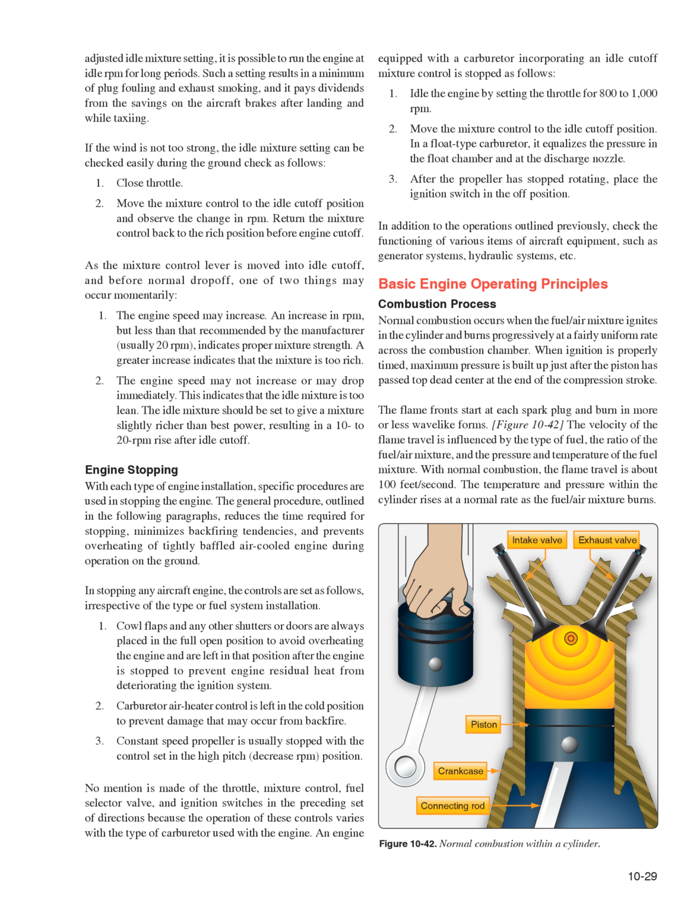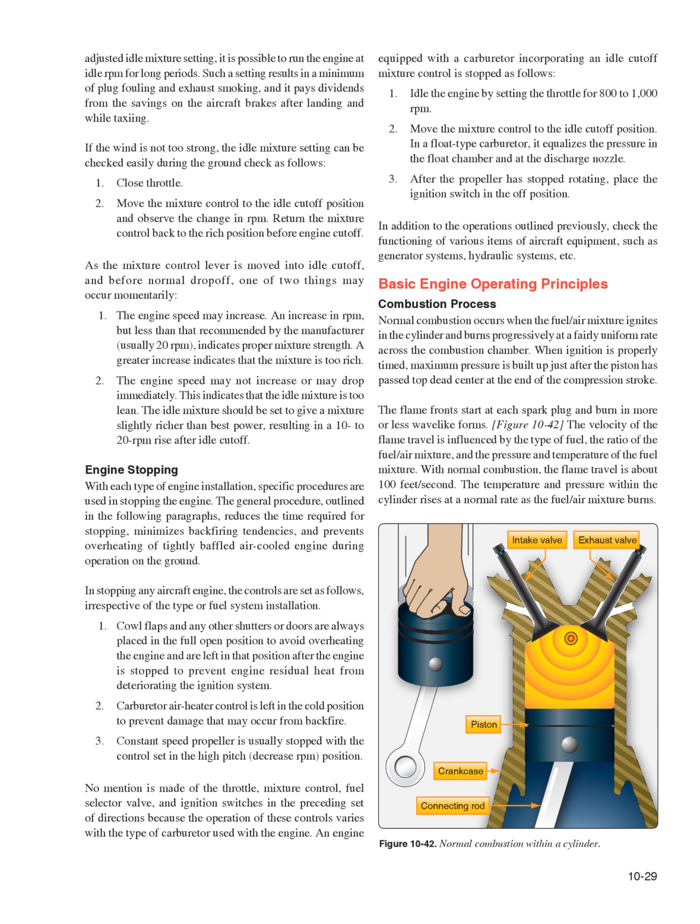1. Cowl flaps and any other shutters or doors are always placed in the full open position to avoid overheating the engine, and are left in that position after the engine is stopped to prevent engine residual heat from deteriorating the ignition system. 2. Carburetor air heater control is left in the cold position to prevent damage that may occur from backfire. 3. Constant speed propeller is usually stopped with the control set in the high pitch, decrease RPM position.